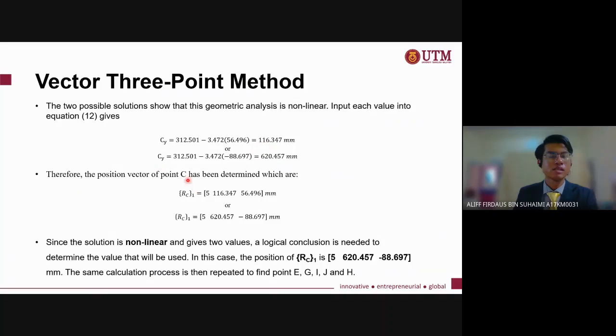And lastly, we found all the position vectors of point C, which actually has two sets of values over here. This shows that the solution is nonlinear, and a logical conclusion is needed to determine the value that will be used. In this case, the position of point C is like this. And this process of the vector 3-point method is repeated to find points E, G, I, J, and H.